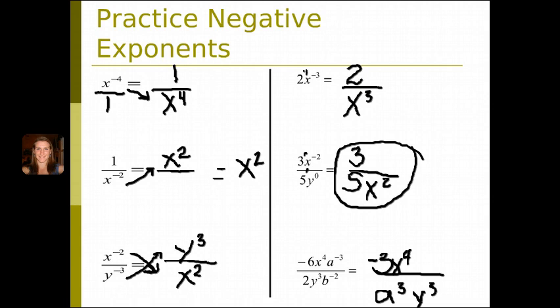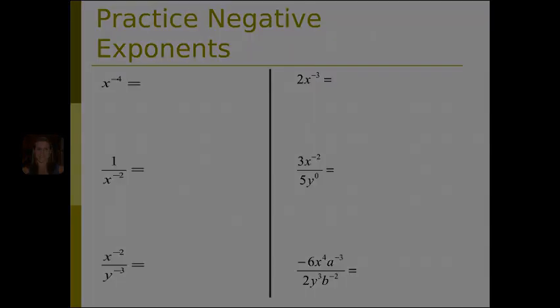And b to the negative 2 power would move to the numerator because it is negative and it would become a positive. So our final answer would be negative 3, x to the 4th, b to the 2nd, over a to the 3rd, y to the 3rd.